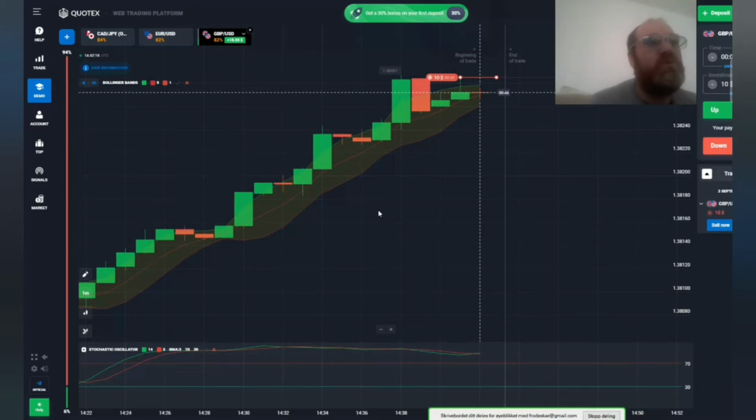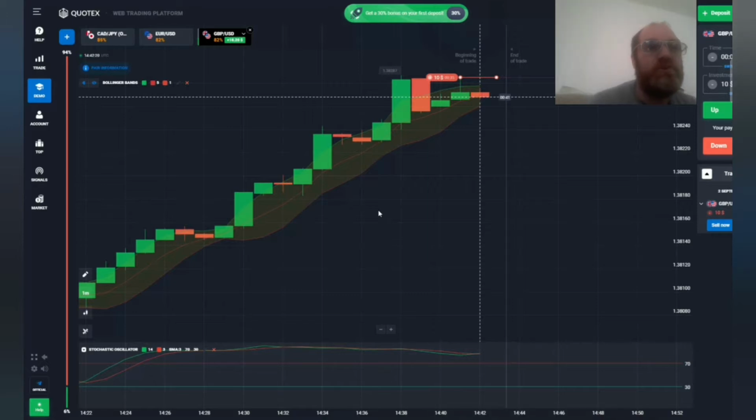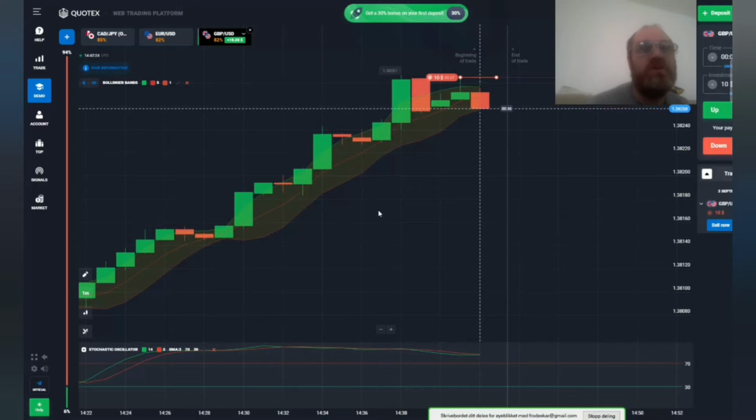I'm going to do some martingale in this one also, but as long as I can manage to do without, of course I will do without. I will do my best to do every trade without need of martingale.